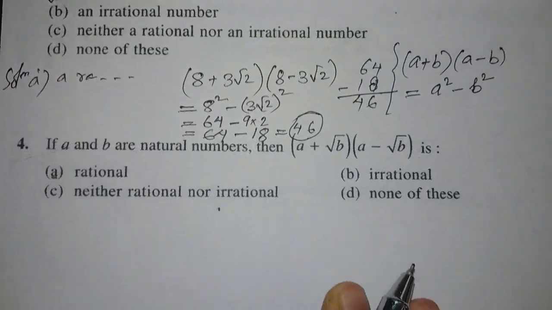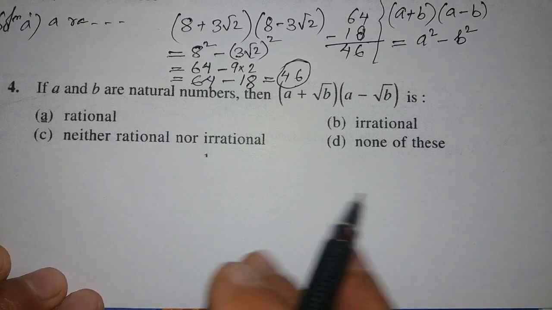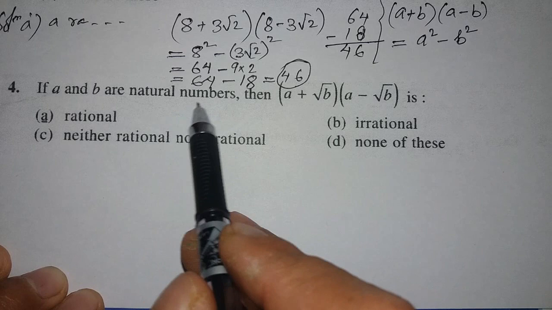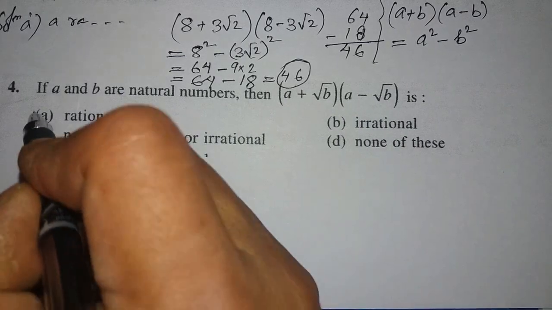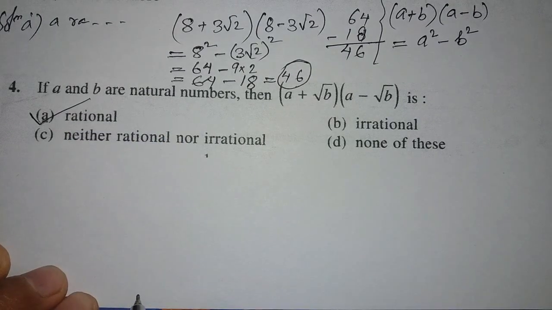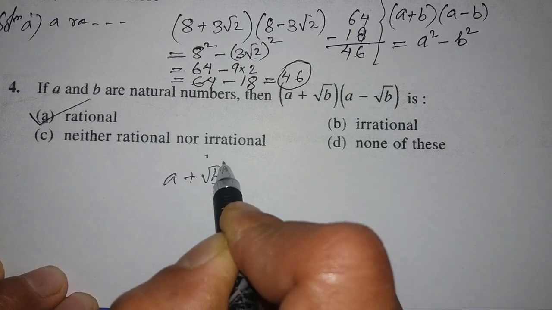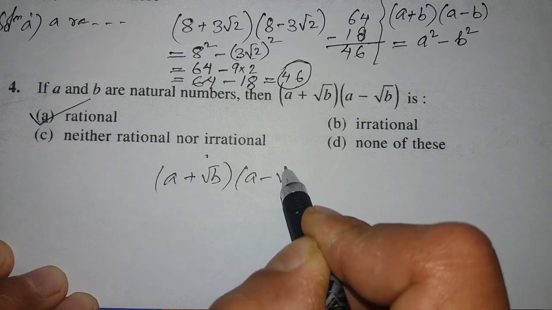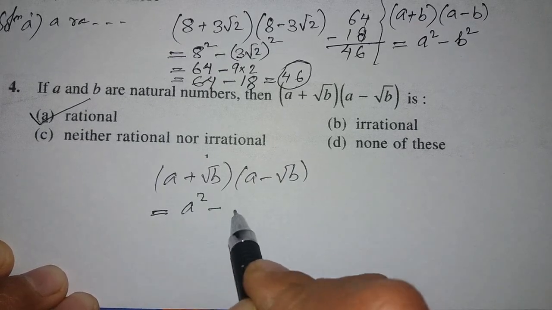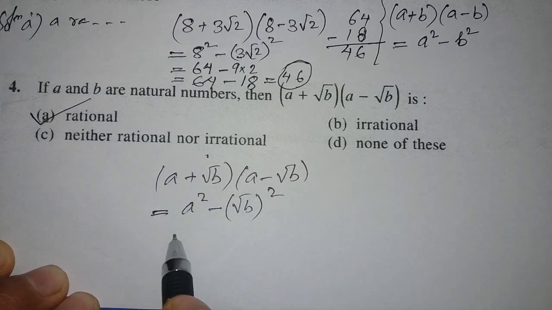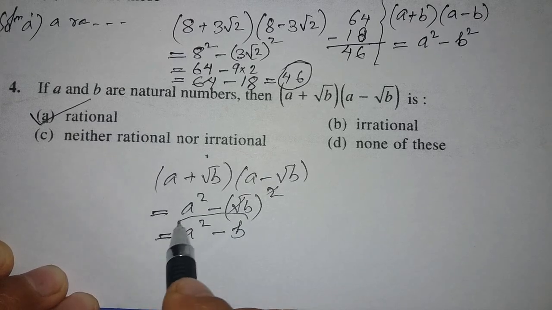Now question number 4. If a and b are natural numbers, then a plus root b into a minus root b is a rational number. This is exactly the same as question number 3. A plus root b, a minus root b. Now this is a plus b, a minus b, which is a square minus root b square. So you get here a square minus b. The root is cut already, so this is a rational number.